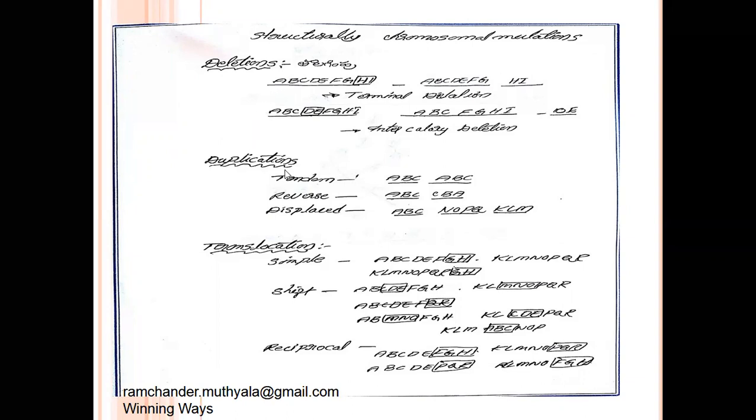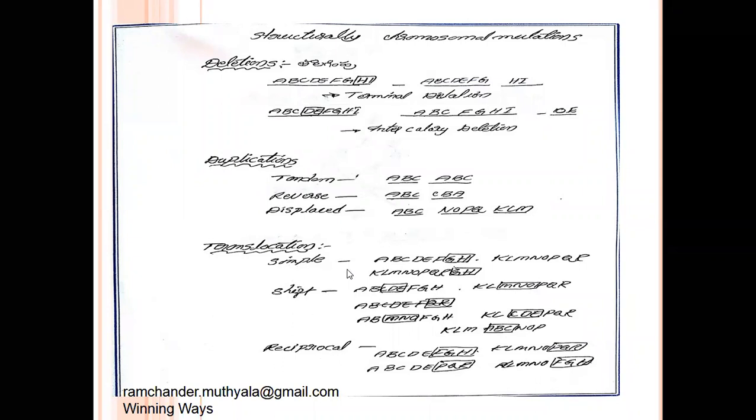By the duplication, chromosome structure will be increased. By the translocation, chromosome structure may be increased or decreased, or genes are replaced, misplaced, or rearranged on the chromosome. These are called translocations. Translocations are mainly of three types. One is simple translocation, second is shift translocation, and third is reciprocal translocation.